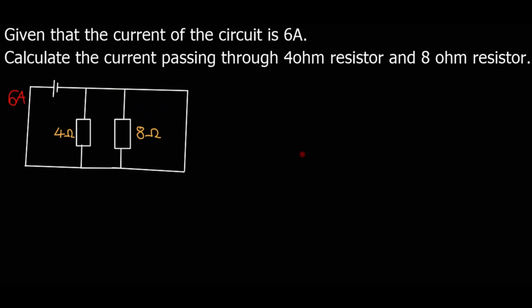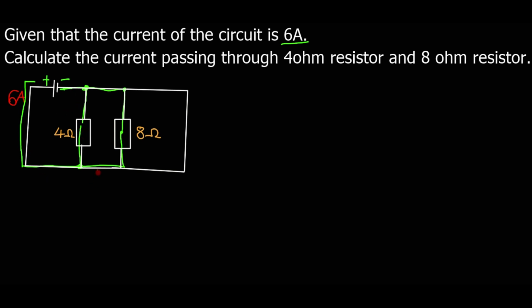This problem says, given that the current of the circuit is 6 amperes, find the total current of the circuit. On this circuit, this is our positive and this is our negative. This means current is moving in this direction because current moves from positive to negative. So this current splits, meaning it divides, going into the 4 ohm resistor and into the 8 ohm resistor. Then they meet again and go back to the source.